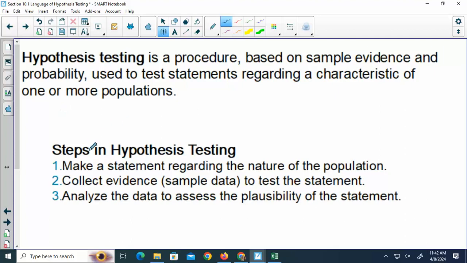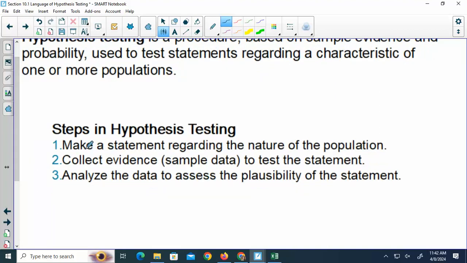So the steps that we'll go through. We have to make a statement. We have to know what are we trying to prove. We have to look at our data for our evidence, and then we have to make a conclusion at the end. Based on this, I believe this or I don't believe this. When we go through it, it's going to be very concrete every time.